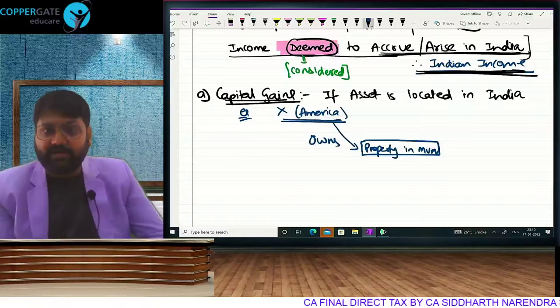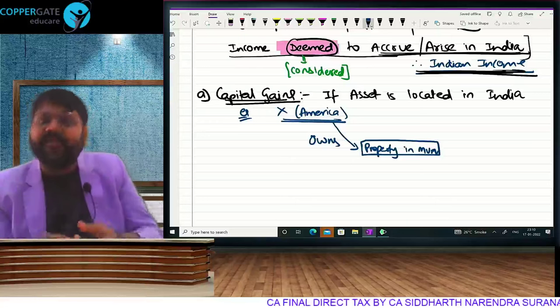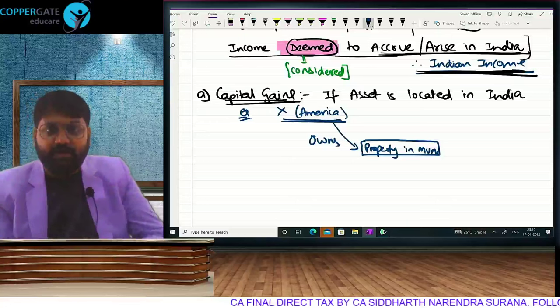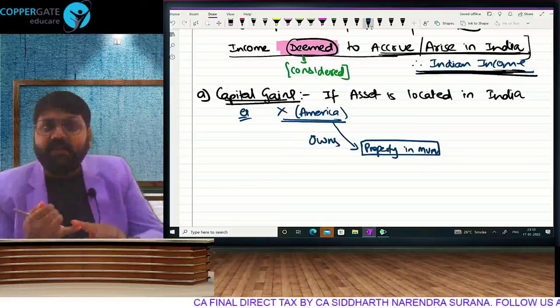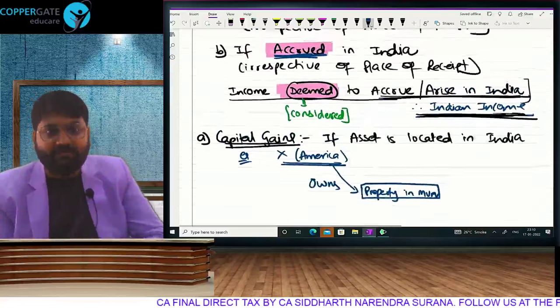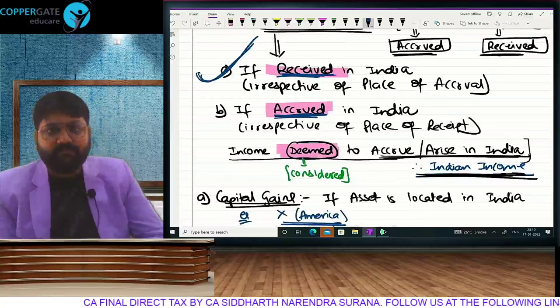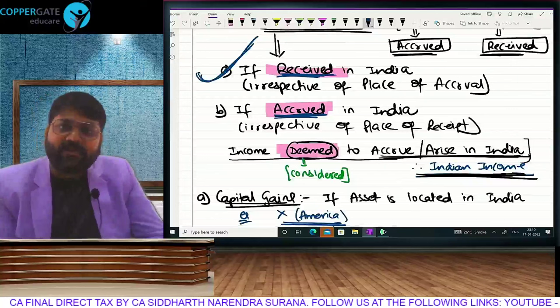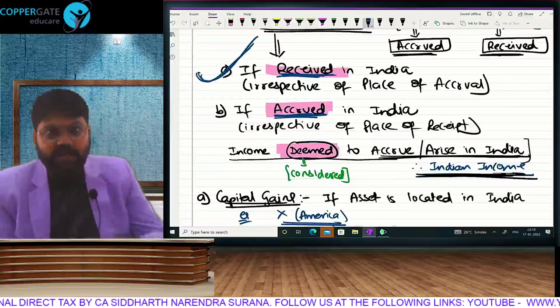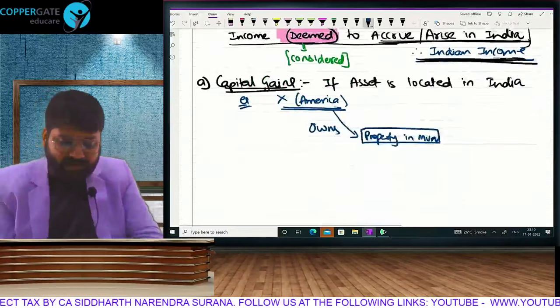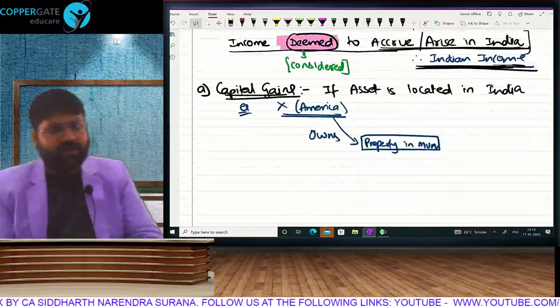Now please pay attention. If he comes to Mumbai and sells the property to me, that means can I say I will make payment to him in Mumbai? And this point will become applicable to him? Then will it be Indian income and taxable for him in India? Already in point A, all this discussion of deemed to accrue or arise is not required?